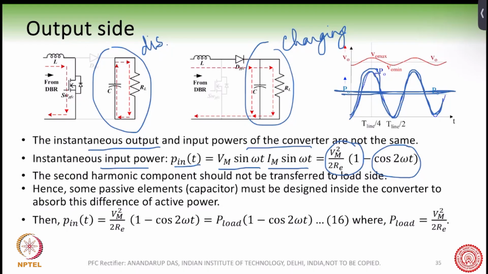And hence, the capacitor must store and release this instantaneous difference of energy between the input and the output. So the capacitor must be designed to absorb this difference of the active power. Okay, with this understanding, let us see.